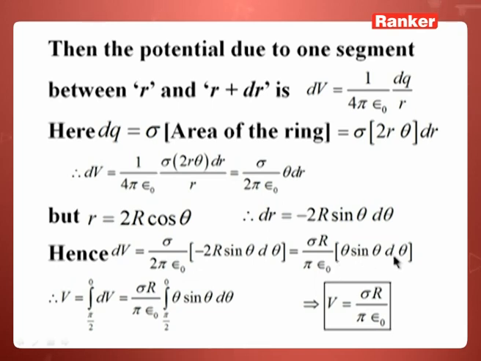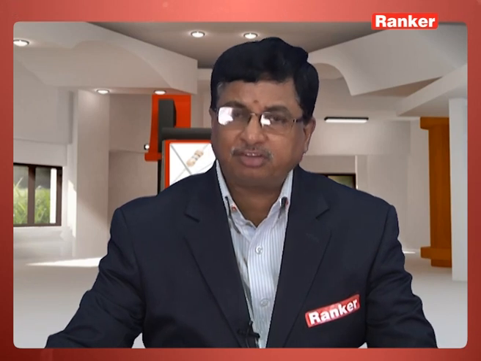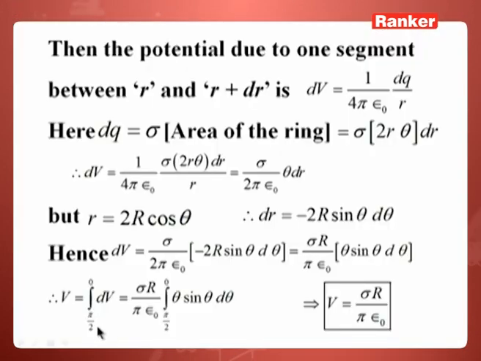But when we want the complete potential due to the total system, we can integrate this dV between the limits pi by 2 and 0. So what exactly is the concept here?